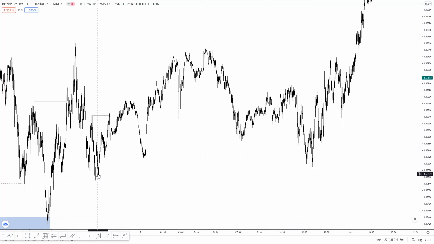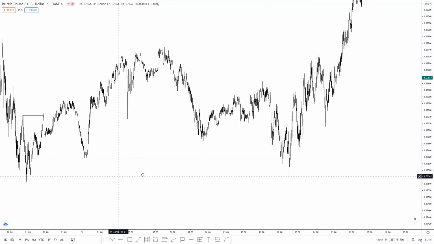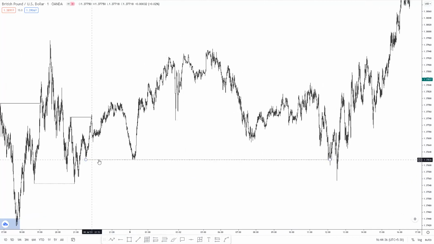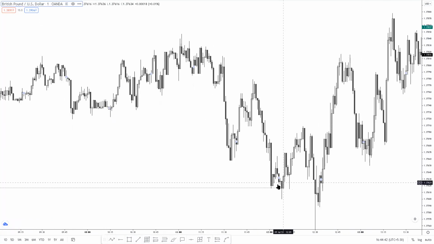Okay, so now you see this is New York session. From my time this is New York. And we see these equal lows. You see how price gave us a reaction. It came down to that low and then it went back up once again.